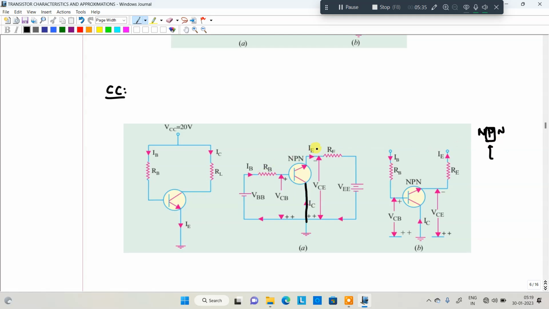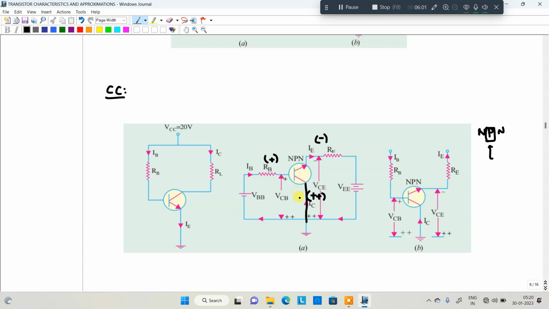Emitter and base should be positive. Emitter is more positive compared to base, and just one second, I will repeat. Okay, fine. Base is positive and the collector is more positive, that is a double plus with respect to emitter. That means emitter terminal is negative. Again, it is a forward bias.